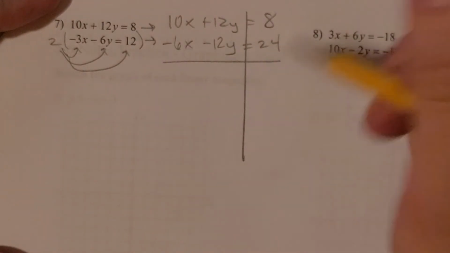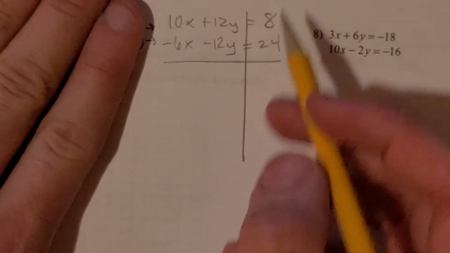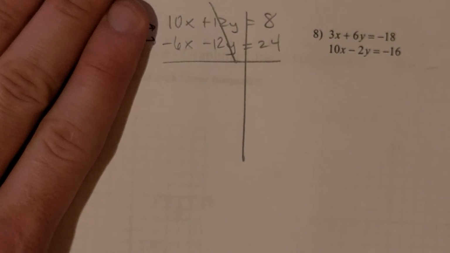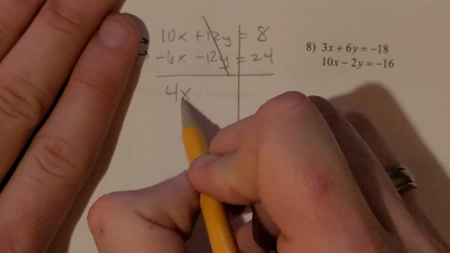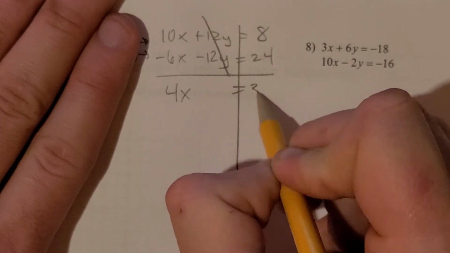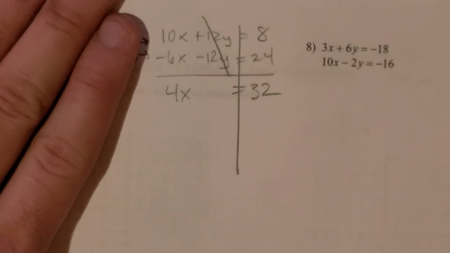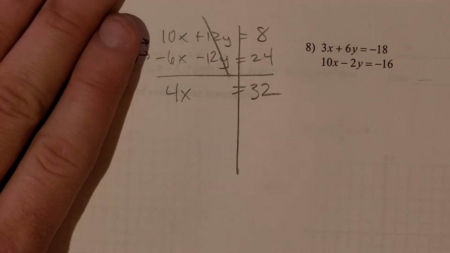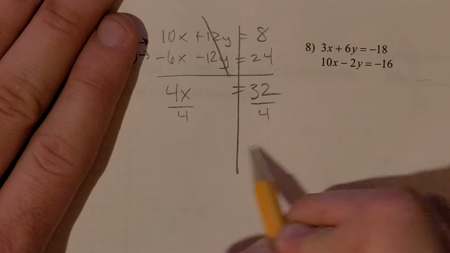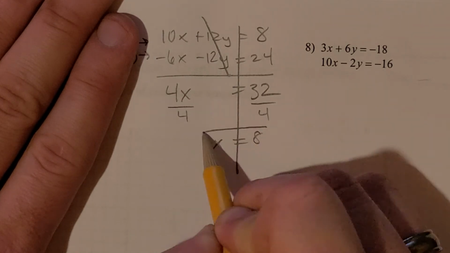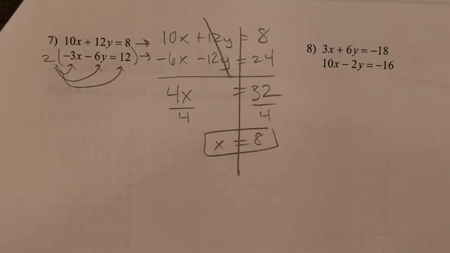Now I am going to add these equations together now that I know I have opposites. Okay? 10x minus 6x is 4x. 8 plus 24 is 32. Now, if you do this right, if you don't have a special case after you add your equations together, you should always have a one-step equation. Always.